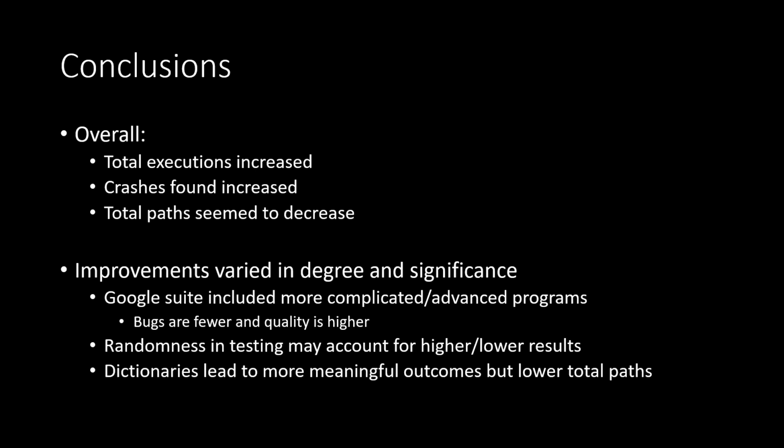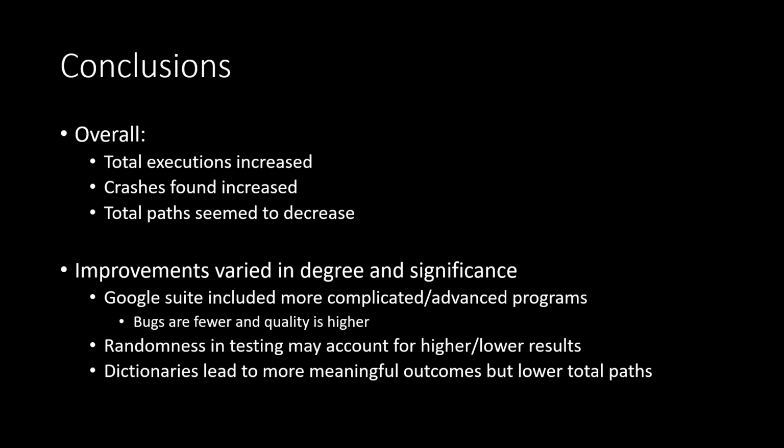So in conclusion, wrapping everything together, overall, we see that our total executions increased pretty much across the board. Again, taking into account the Google suite, there's an asterisk there. But in general, our executions increased. We also found more crashes, because initially we found 0, and we can attribute that to the dictionary and having more tailored input data. And then, again, the total paths seem to decrease because of the introduction of this dictionary. We don't generate as many paths, but we do generate more crashes and interesting behavior.